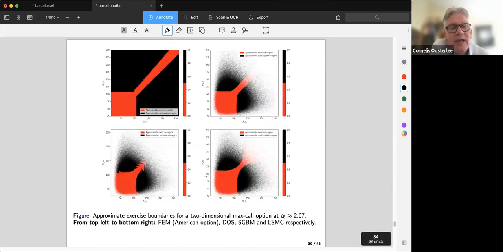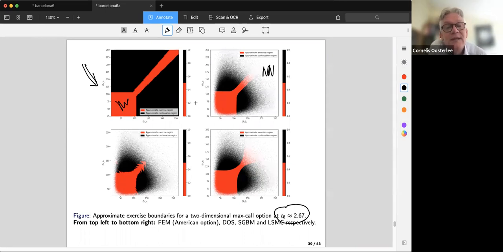Well, here we see the early exercise regions for a 2-dimensional max call at a certain time point. And here we have a reference solution, which is computed by finite elements, an American option. It's a 2-dimensional one, so that's still possible. And this is our exercise region, the red one, and the black one is the continuation region. And our approximation of this with the neural network is pretty accurate. This is the neural network solution.